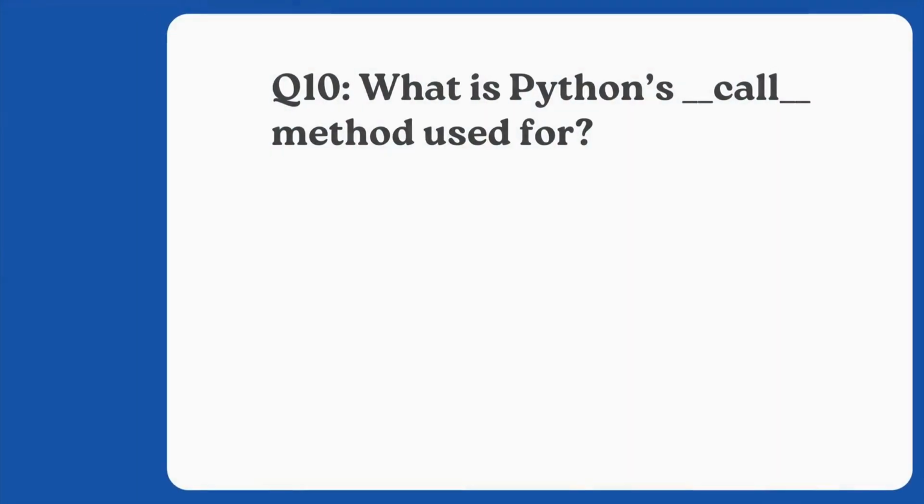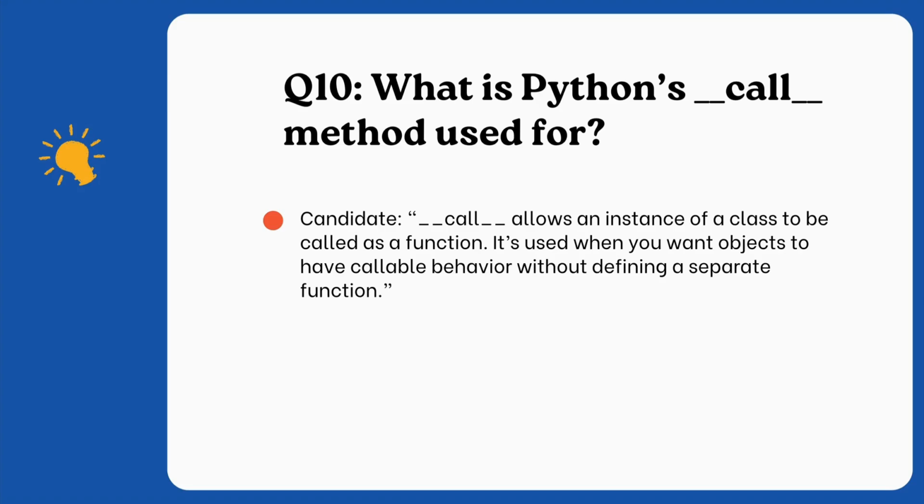What is Python's __call__ method used for? __call__ allows an instance of a class to be called as a function. It's used when you want objects to have callable behavior without defining a separate function.